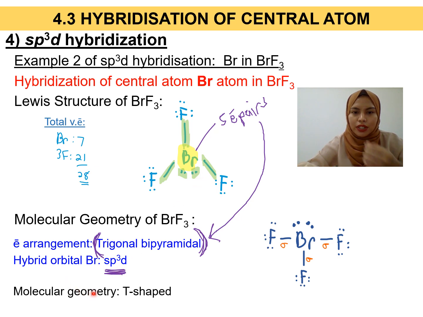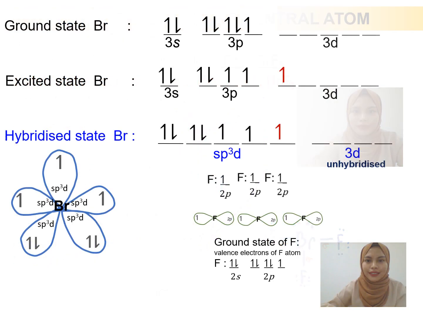Tetapi the molecular geometry yang sebenarnya, because this central atom dia ada 2 lone pair, therefore you know that lone pair punya repulsion is the greatest kan. That's why dia bukanlah dapat shape trigonal bipyramidal, tetapi electron arrangement dia memang trigonal bipyramidal sebab dia ada 5 electron pairs. Tetapi sebab ada lone pair punya repulsion, therefore the molecular geometry untuk molecule BrF3 adalah T-shaped. Okay.